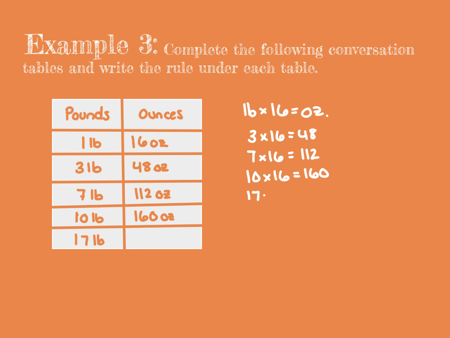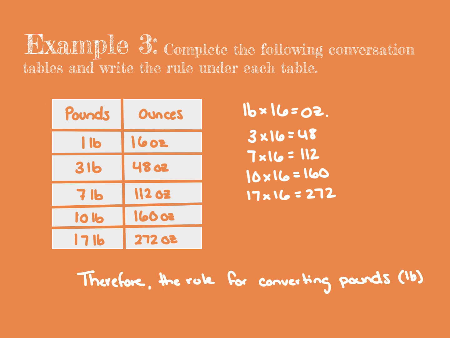17 times 16 is 272. Therefore, 17 pounds equals 272 ounces. Therefore, the rule for converting pounds to ounces is to multiply pounds by 16.